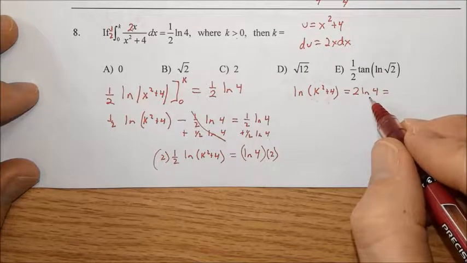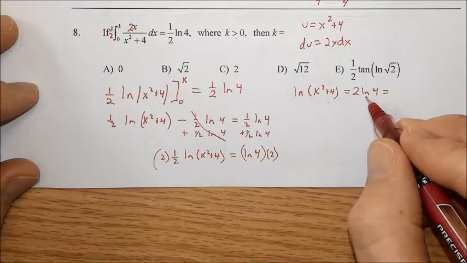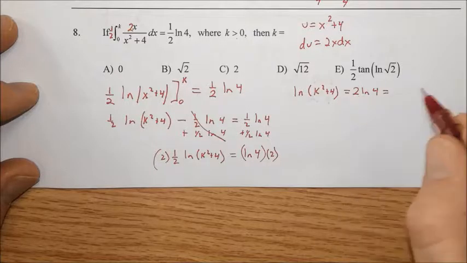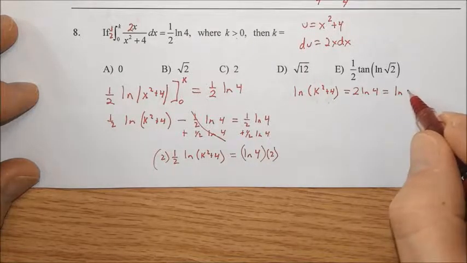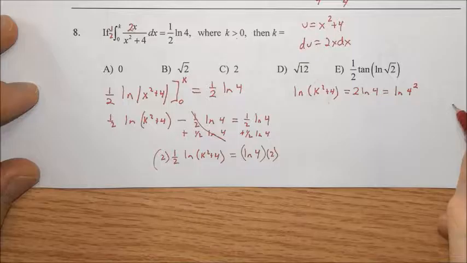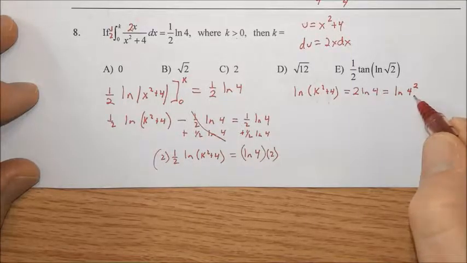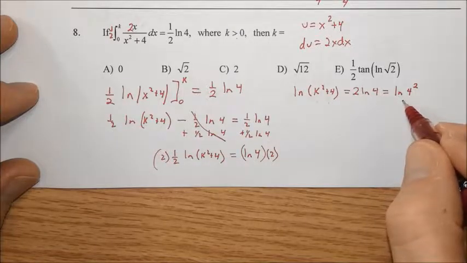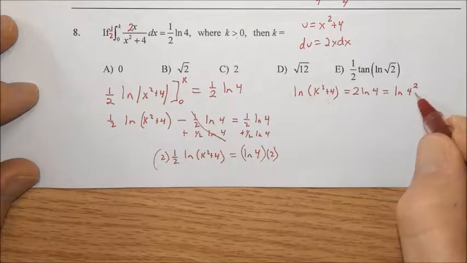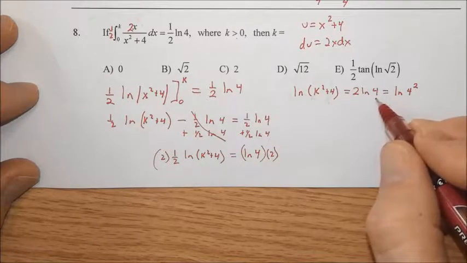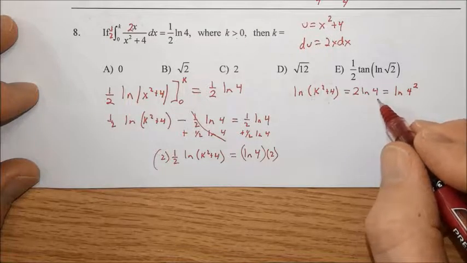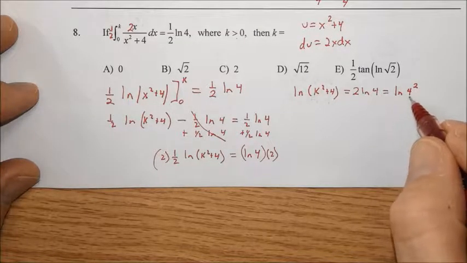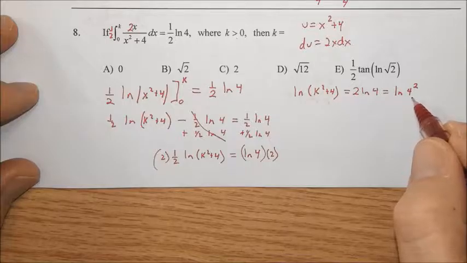One of your properties for logarithms that you learned in pre-cal said if you have a coefficient of a logarithm, that coefficient can be moved up into the exponent of the value that you're taking the natural log of. In other words, twice the natural log of 4 is equal to the natural log of 16. Okay, and you can check this on the calculator. If you do 2 natural log 4 and hit enter, and then you hit natural log of 16, you'll see that you'll get the exact same answer.